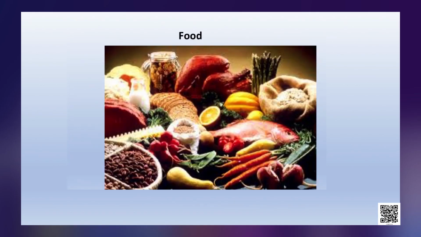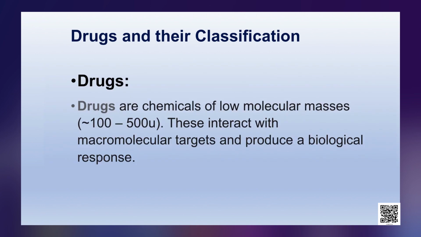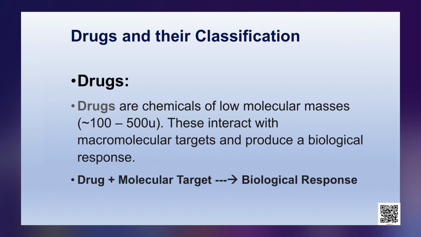Today, we shall learn the application of chemistry in three important and interesting areas, namely medicines, food materials and cleansing agents. First of all, we will discuss drugs and their classification. Drugs are chemicals of low molecular masses, approximately 100 to 500 units. These interact with macromolecular targets and produce a biological response. In other words, we can say drug plus molecular target is equal to biological response.